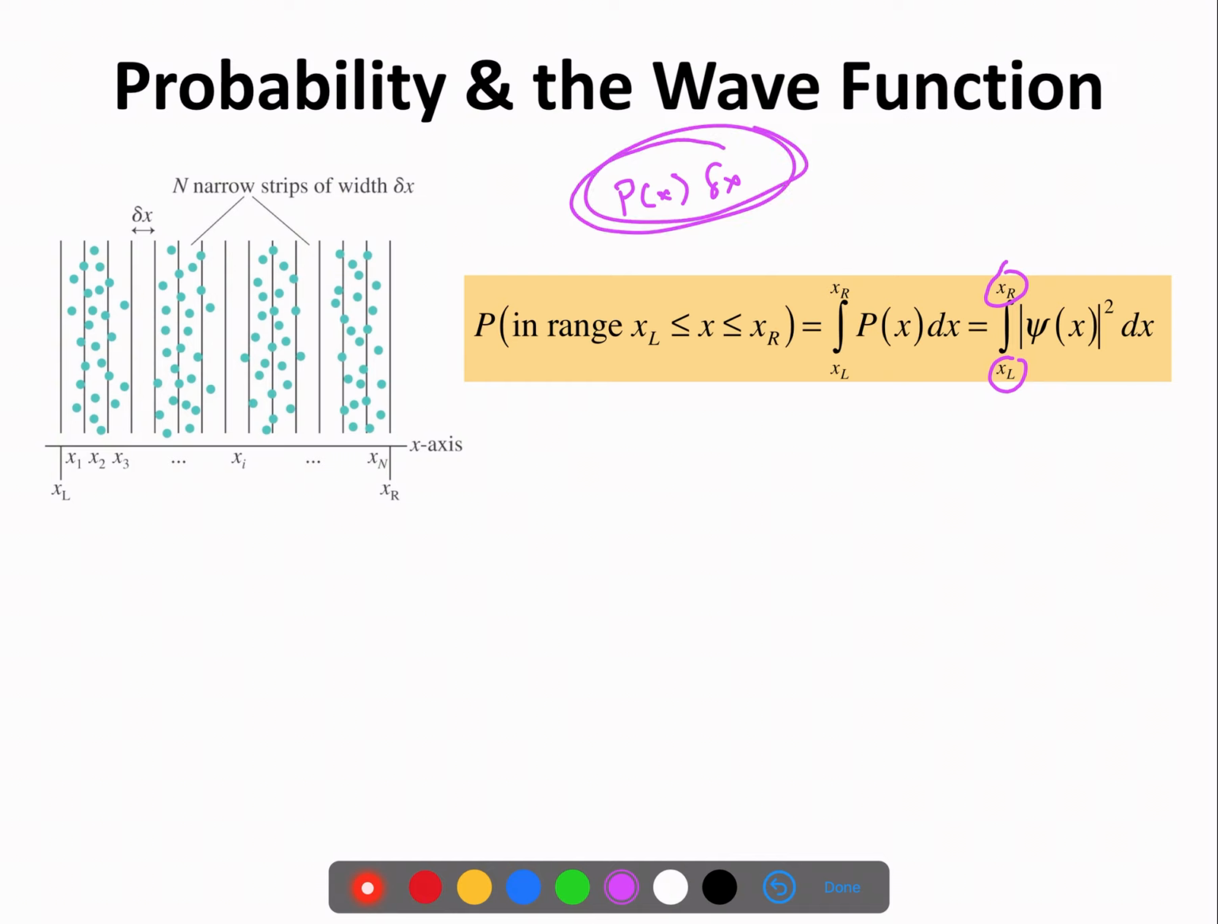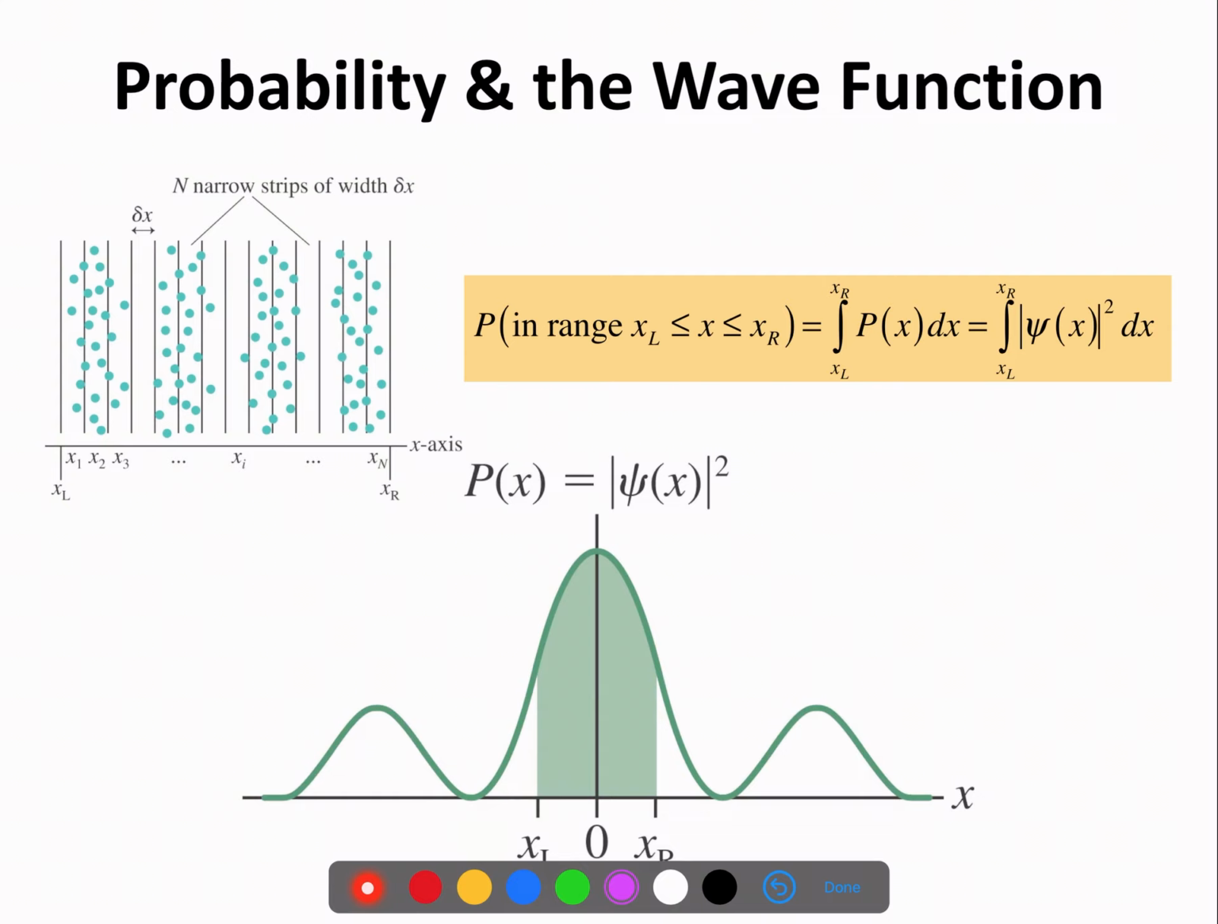It's sort of like when you do the rectangular approximation for an integral, but if you want a really precise answer, then you actually integrate the function. And the function that gives you the probability is the wave function squared. So for instance, if we want to figure out the probability that we're between x_L and x_R, which would be x to the left and x to the right, we integrate the function from x_L to x_R, and it should give us some sort of probability less than 100%.